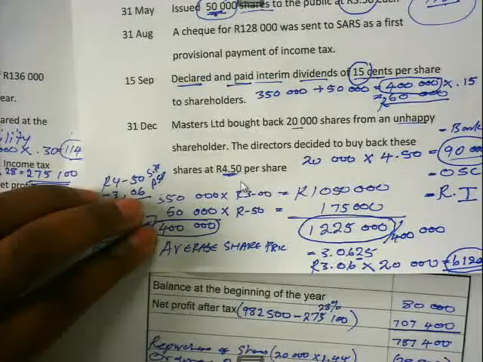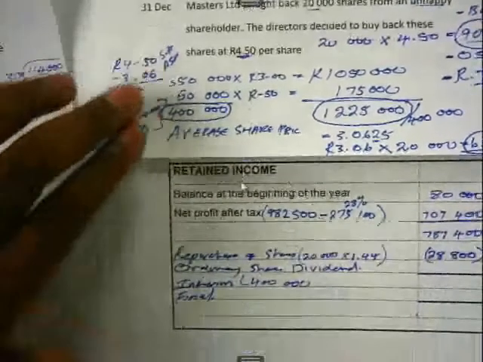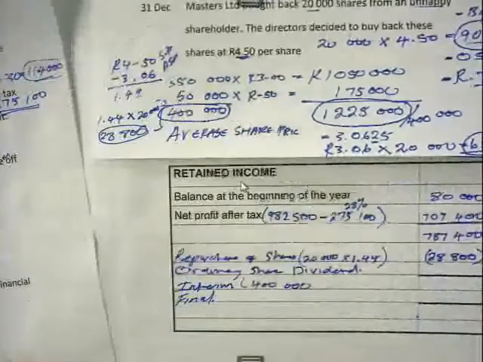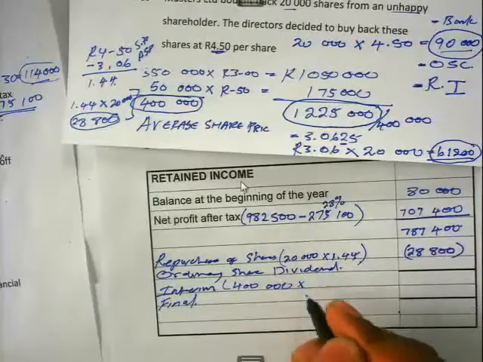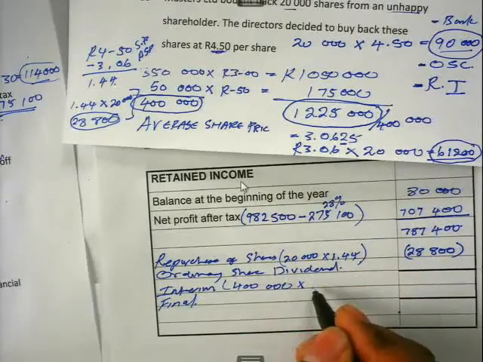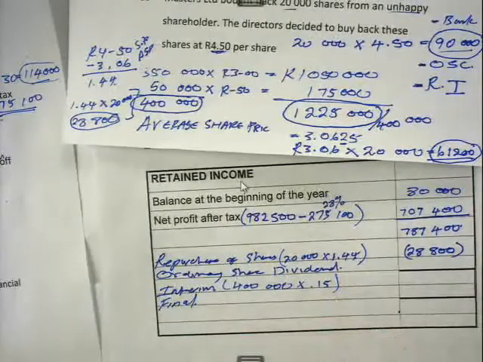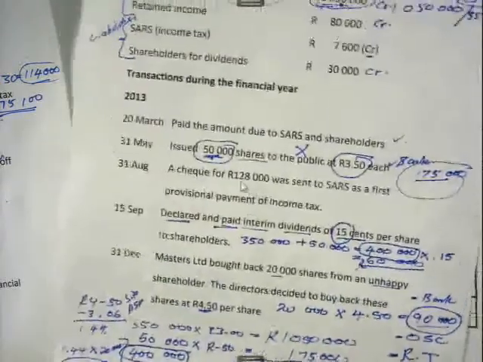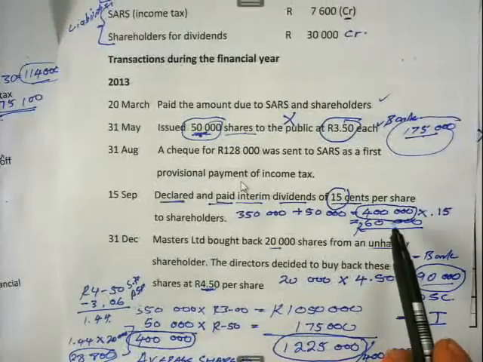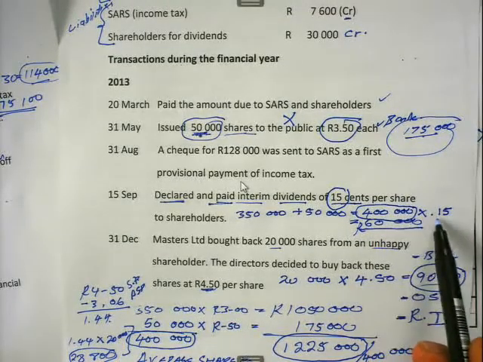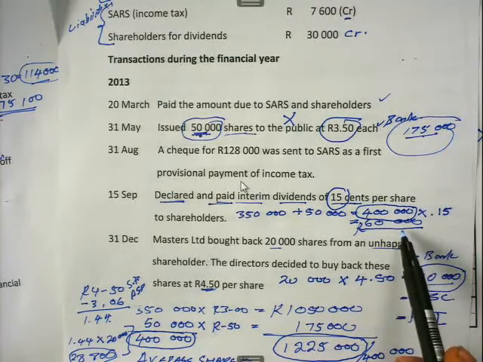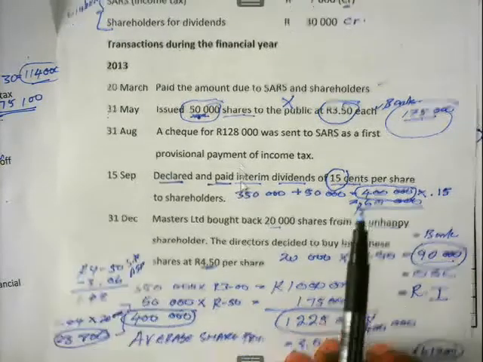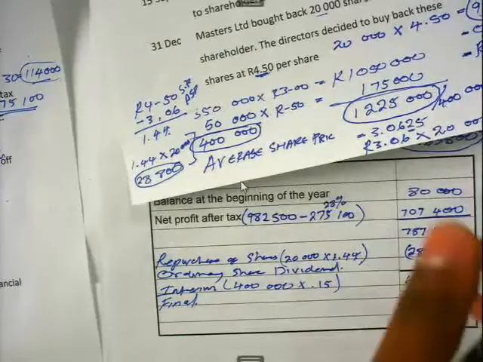We said we had 400,000 shares in issue, multiplied by 15 cents. We made this calculation: interim 400,000 multiplied by 15 cents gives us 60,000.